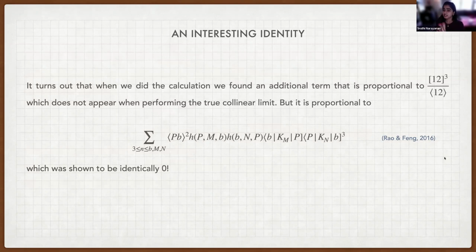But here it exists, and this was a source of a lot of concern or confusion, because we thought that would actually give us some correction to the algebra, and for a while we were trying to understand what that would mean. But it turns out it's proportional to this thing that was shown to be identically 0, which is kind of amazing that that worked out that way.